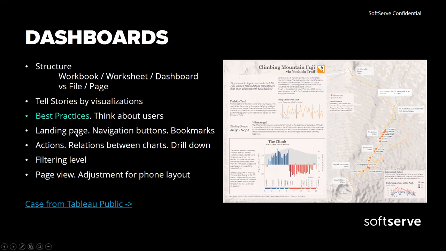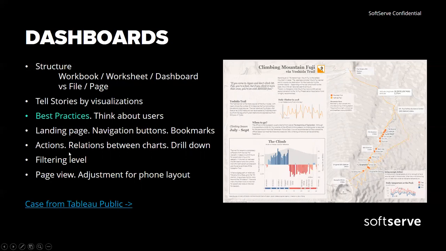Also, one of the best practices: use a landing page. For example, if you have a lot of charts, visualizations, dashboards, try not to put everything in one dashboard, but create a landing page with a main selection. For example, if you talk about strategic and operational parts of a company's business, it can have different parts: marketing, sales, human resources, and so on. You can create this landing page and then provide navigation buttons. Or also, Tableau and Power BI provide bookmarks.